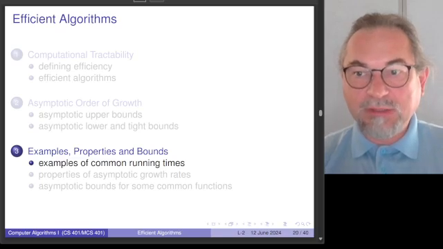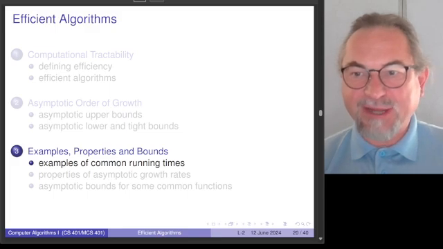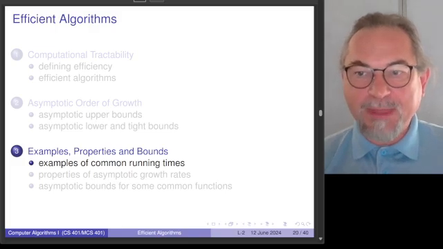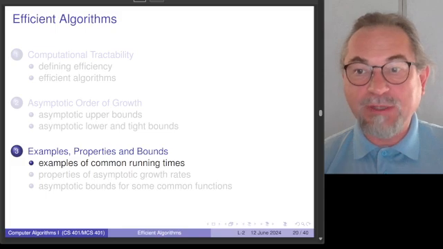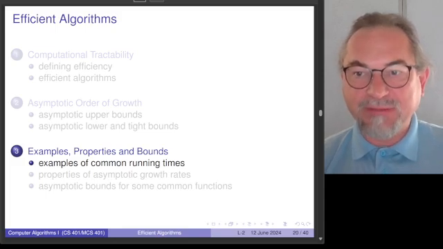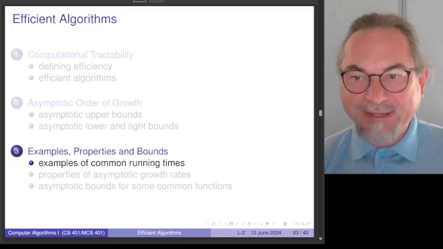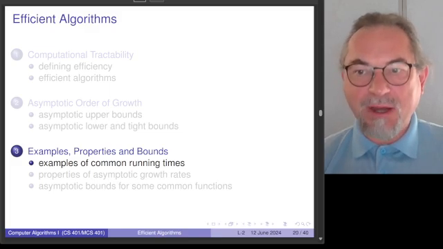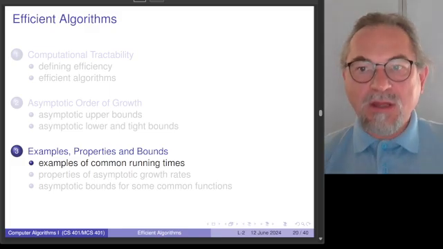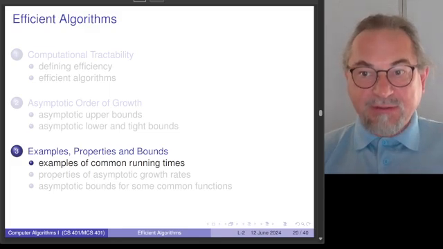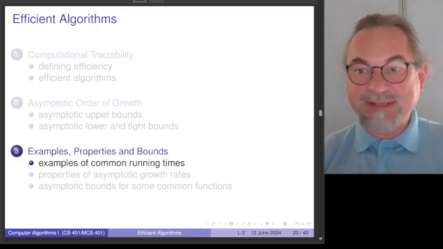Welcome to the second half of the second lecture in the 8-week course on Computer Algorithms 1. In the first half, we said that an algorithm is efficient if its asymptotic running time is bounded by a polynomial function in the input size. We are interested in how algorithms scale when we are, say, doubling the input size.